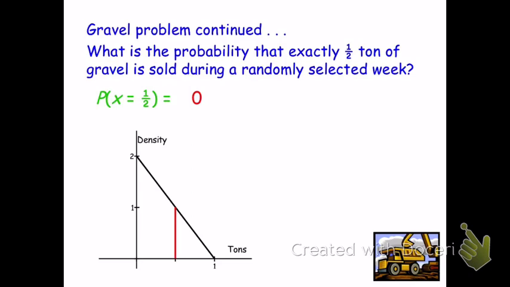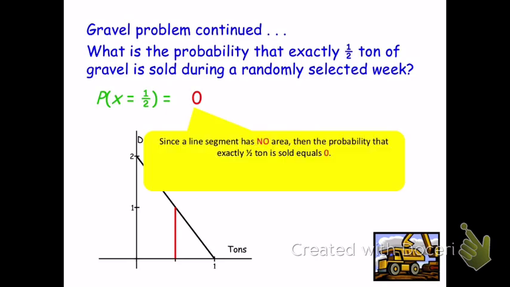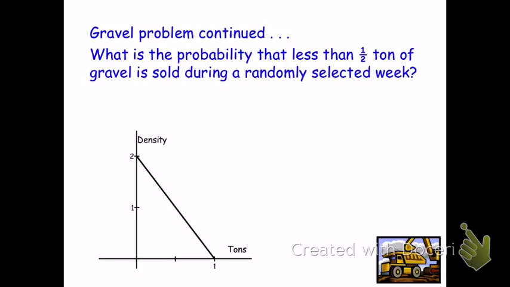They can, but whenever you're finding the area under the curve, if the probability is on exactly a line, you end up getting 0, because you can't find the area under a curve if you don't have any range of values. So since a line segment has no area, the probability that exactly 1/2 ton sold is equal to 0. What is the probability that less than 1/2?